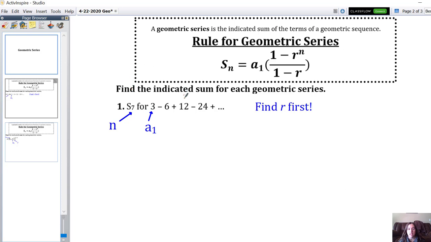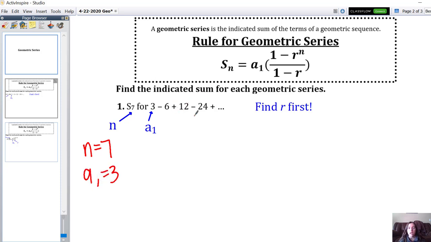So here we need to find the indicated sum for the geometric series. When it says the indicated sum, in this situation, we're going to be looking at that subscript that goes with S. So we're looking for S sub 7. That means in this situation, n is equal to 7. Then we've got this list of numbers. That very first number, that's your a sub 1. So here a sub 1 is 3.